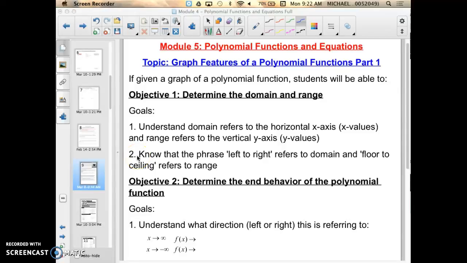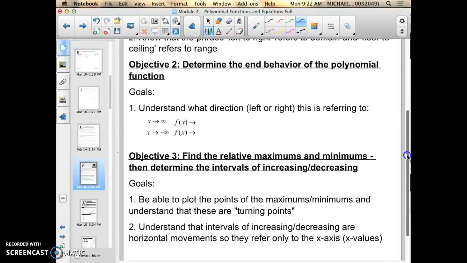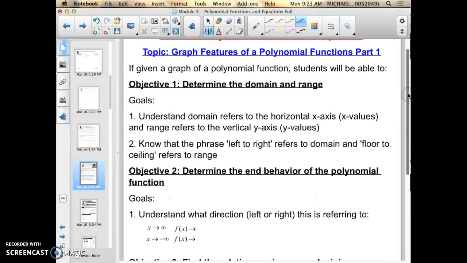Alright, the next topic is graph features of polynomial functions, and I've broken this topic up into two parts. Part one has three objectives, as you can read here, and in this video I'm going to talk through objective 1 and objective 2.